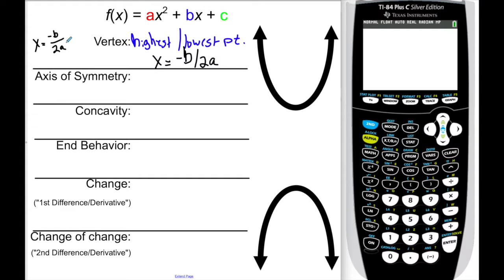All right, axis of symmetry. Every quadratic has an axis of symmetry. The axis of symmetry is this really special line where you can take one half of the quadratic and fold it on top of the other. Because we've talked about symmetry in the past, right? So it's the line. Let me just get that better.